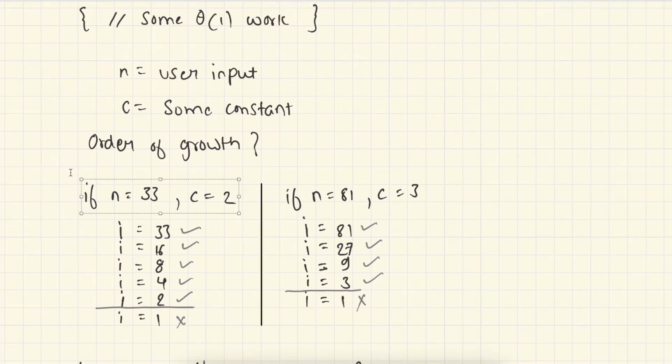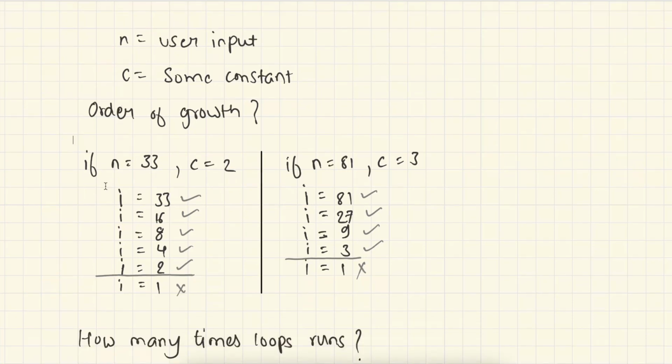Let's dry run this for loop with some arbitrary values. Let's say n equals 33 and c equals 2. This loop starts with i equal to 33, then it divides i by c, it becomes 16, then 8, then 4, then 2, and then 1. When i becomes 1, our loop stops. So how many times is this loop going to run? 1, 2, 3, 4, 5. We are not able to find a relationship between n and c. So let's see some other values.